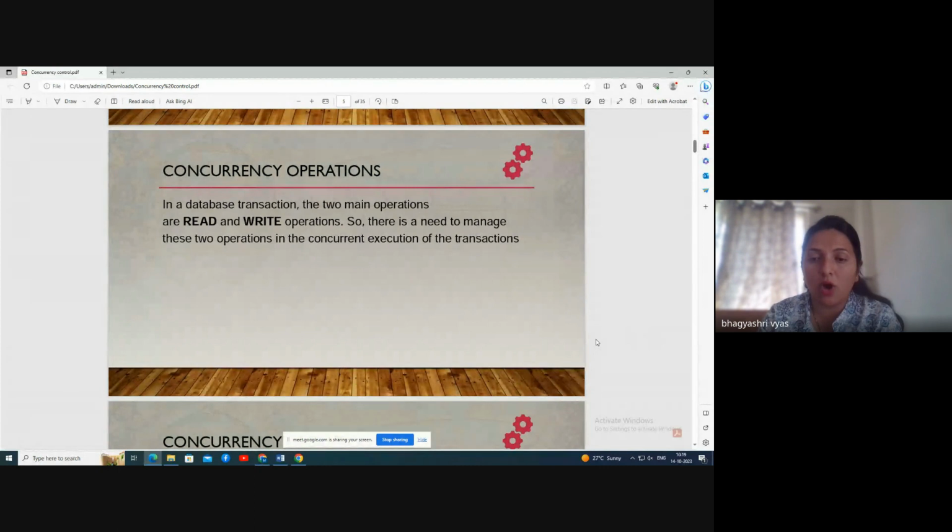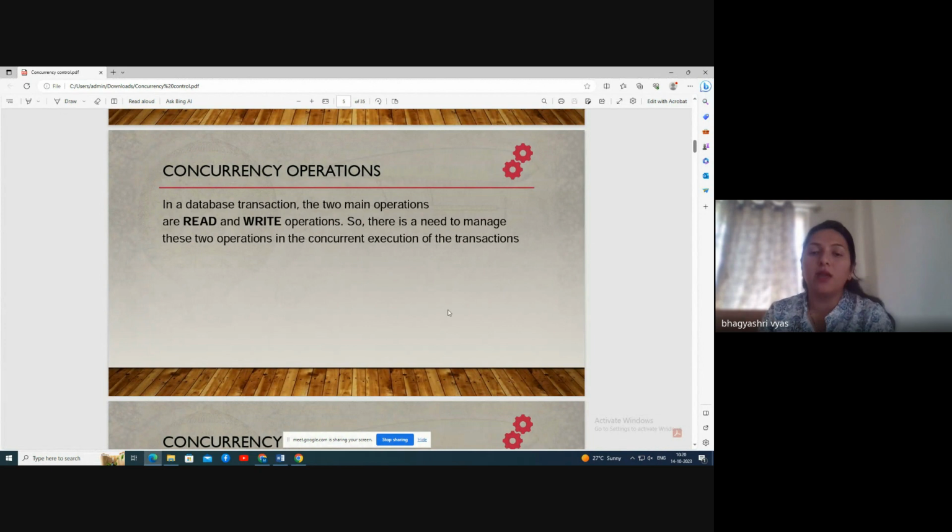In concurrency control, read operation means just seeing the database. We are not updating or editing the database. Likewise, write operation means making an update in the database. Whenever we want to just fetch the data, we use the read operation. Whenever we want to perform CRUD operations like create, update, delete, we have to use the write operation.